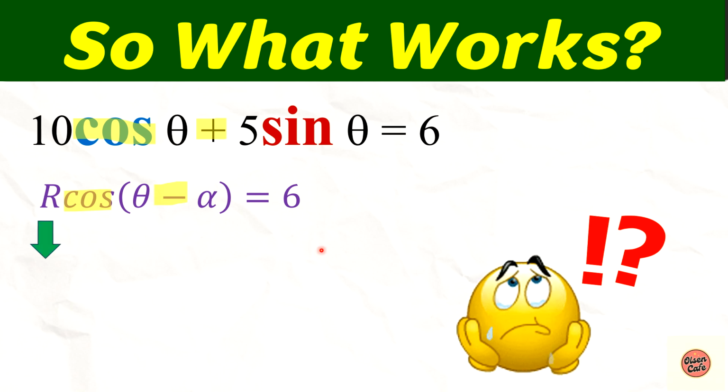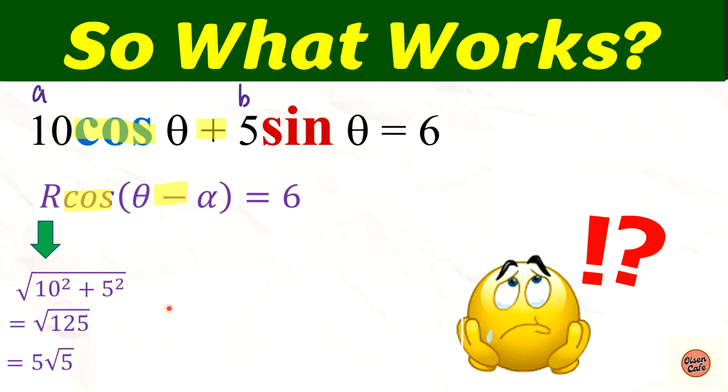So what I want to find is r. To find r, I will need to identify the coefficient of cosine theta and the coefficient of sine theta, which are a and b respectively. So r simply equals the square root of a squared plus b squared. In this case, I work it out and simply have the square root of 125, and I simplify this surd, I will get 5 times root 5.